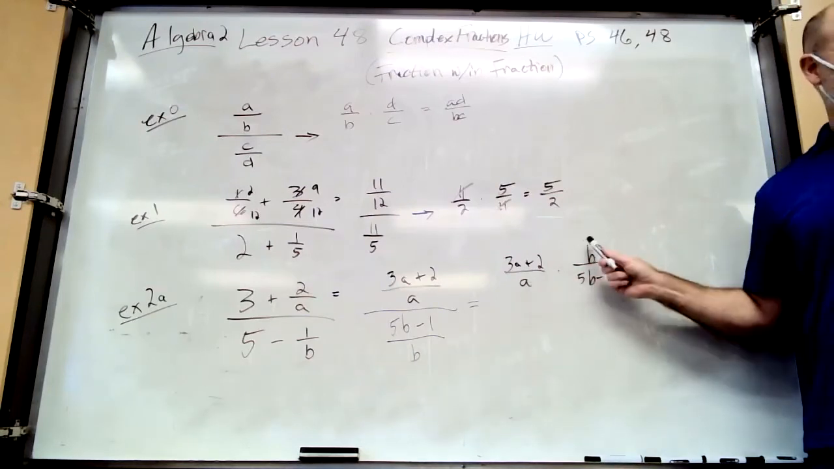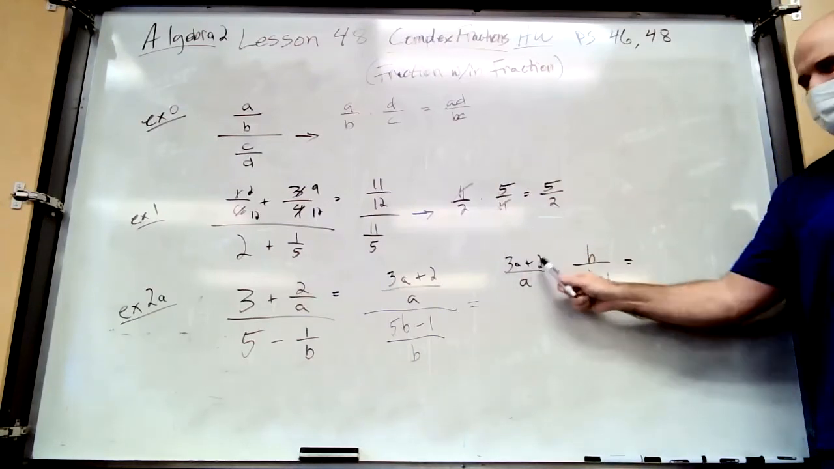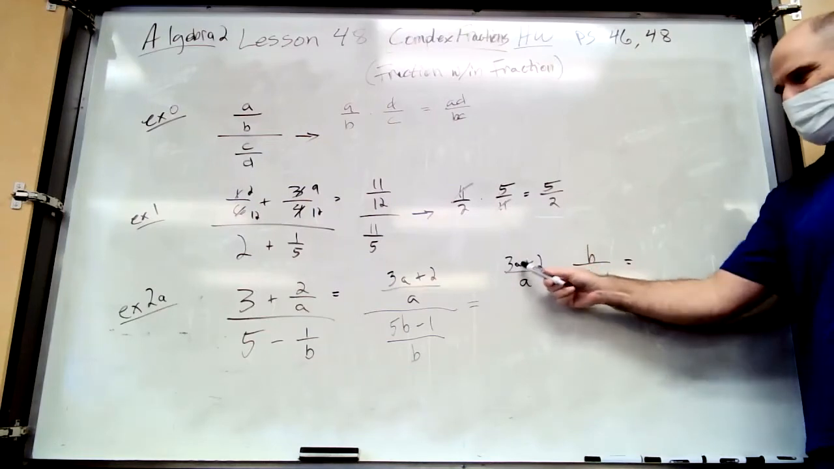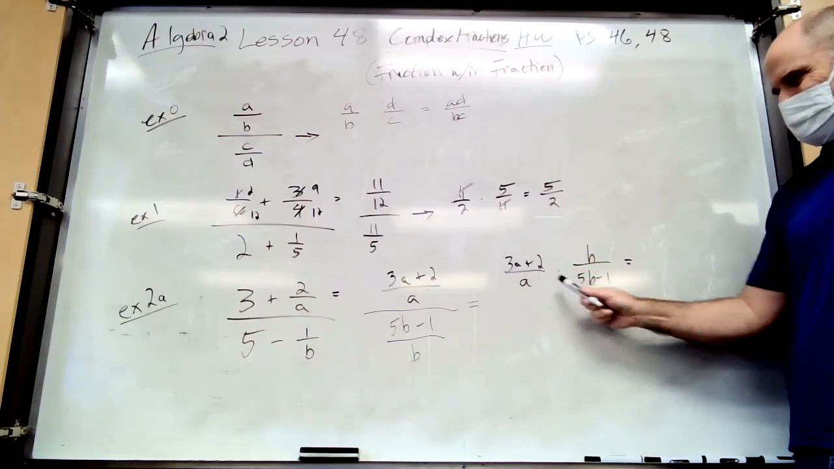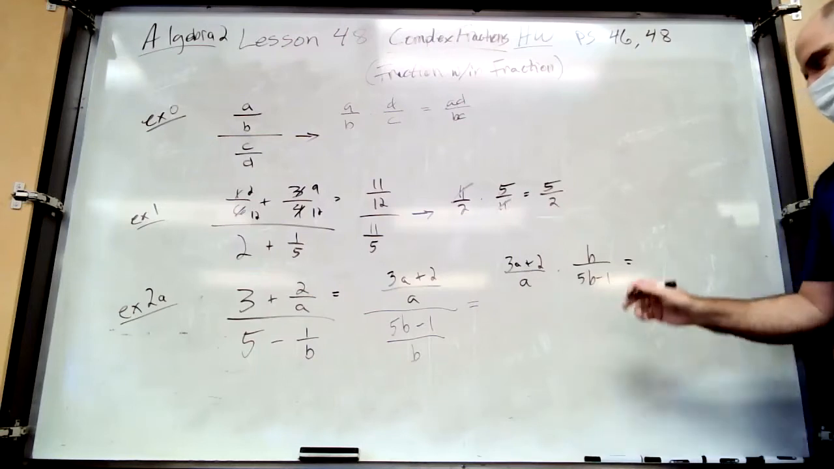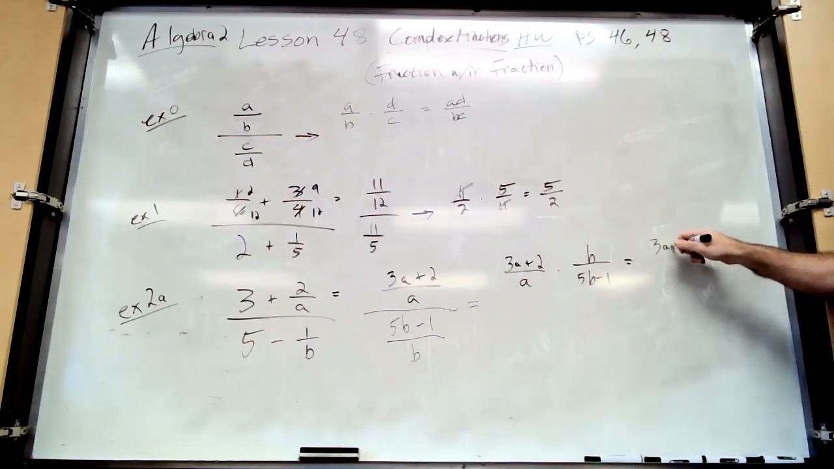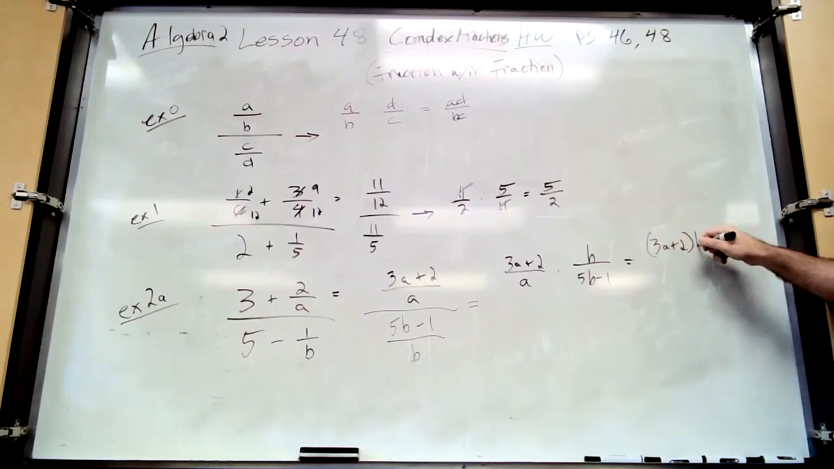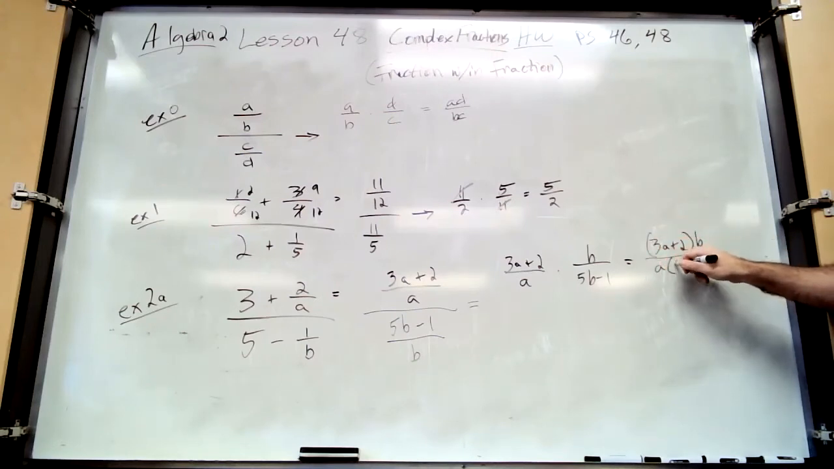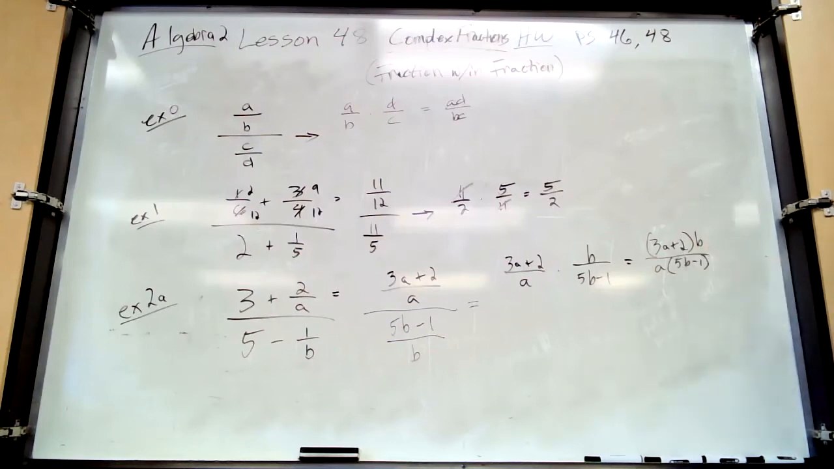Nothing cross cancels, right? And this, just forget it, because they're two terms and you can't cancel those. Even if this was an a, you can't cancel those anyway. So then just squish it all together. So you get 3a plus 2 times b all over a times 5b minus 1. That looks awful. I hate that.